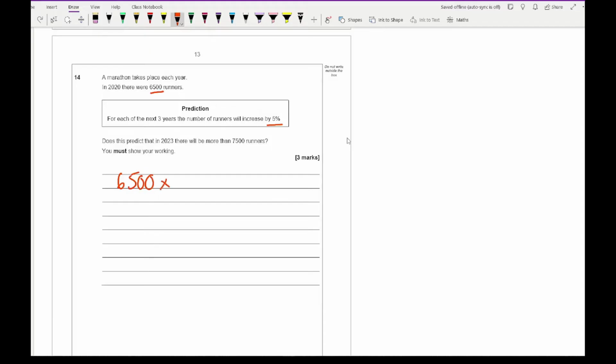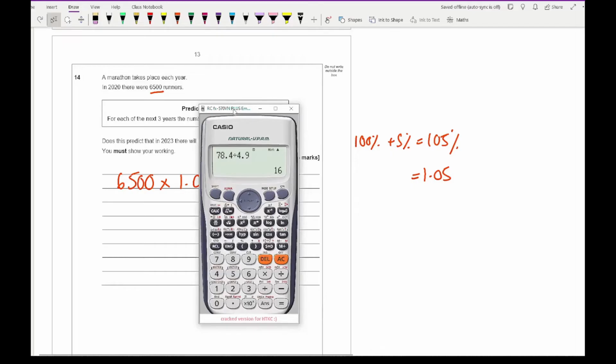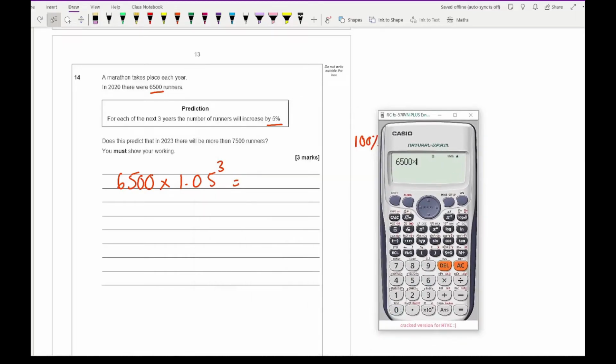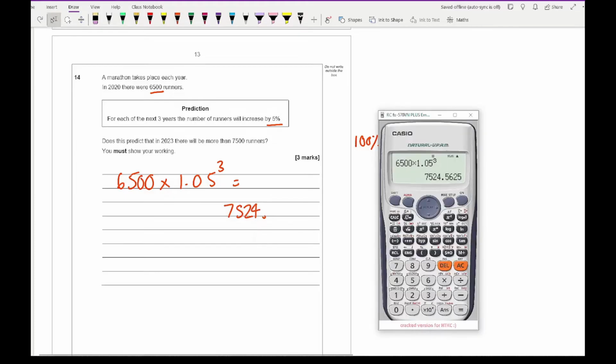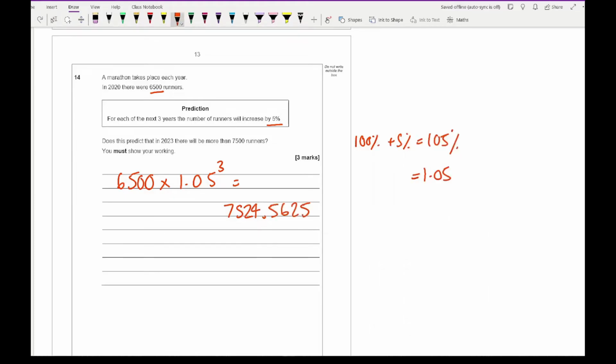We need to multiply, and it's increased by 5%, so 100% plus 5% is 105%, which as a decimal becomes 1.05. So I'm going to multiply that by 1.05. Now how many years difference is there? There are 3 years difference, so multiply that to the power of 3. Then I type that into my calculator: 6,500 multiplied by 1.05 to the power of 3 equals 7,524.5625. So going back to the question, does this predict that there'll be more than 7,500? The answer is yes, it does.